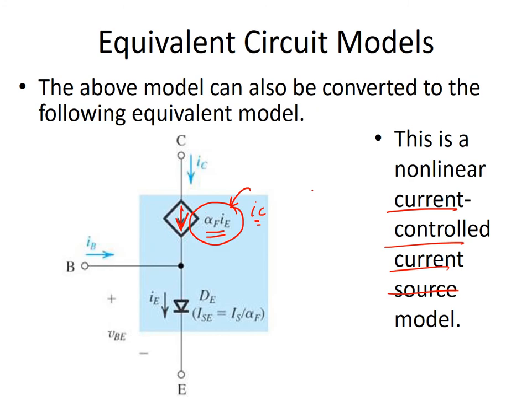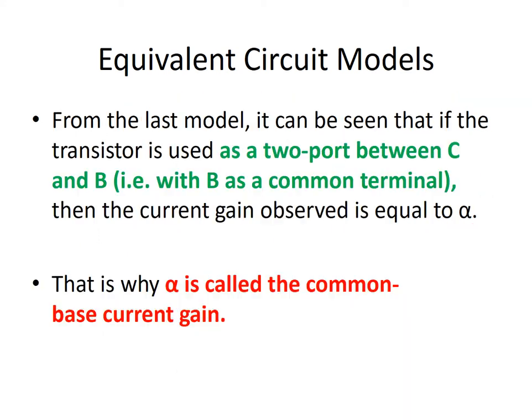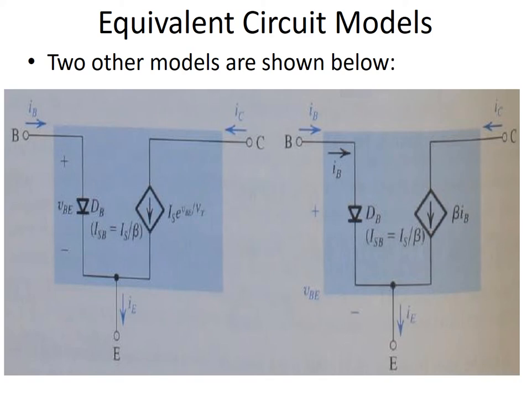In the next model, we can learn about alpha. Alpha is called the common base current gain, because here the base is common between the two terminals. Similarly, we can make two other models, which are similar. Now we are making the models in terms of the collector current and the base current.